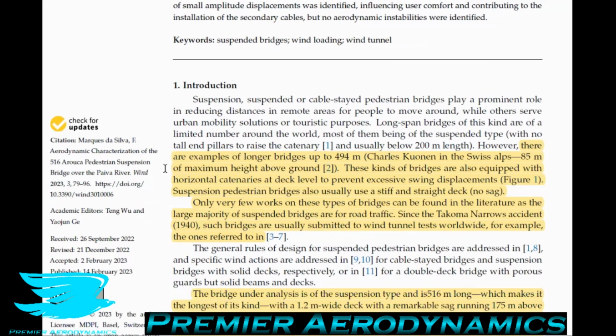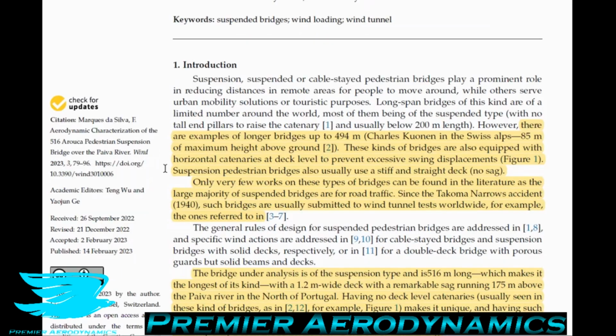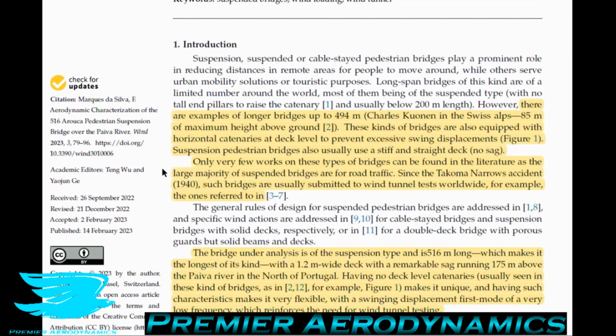They say that there are examples of long bridges up to 494 meters. For example, the Charles Kuonen in the Swiss Alps, which is a maximum of 85 meters above the ground. And these kinds of bridges are equipped with horizontal catenaries at the deck level to prevent excessive swinging displacements. So let's talk about what these catenaries are.